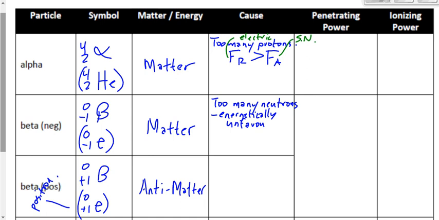Now, this is kind of wacky what happens here. So the nucleus is unstable because of an energy thing. It's just energetically not working. Okay? Sometimes you're in a room with a bunch of people and you're just like, I'm not feeling the energy here. Right? Not stable.